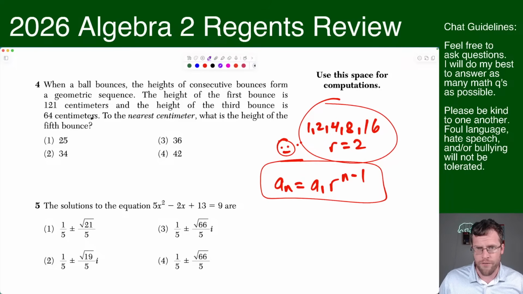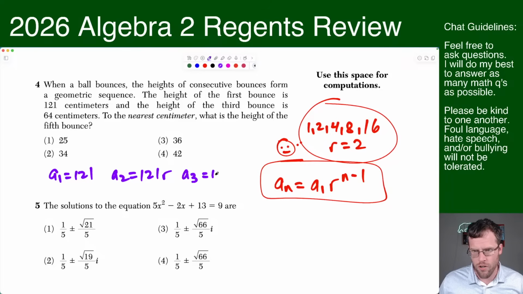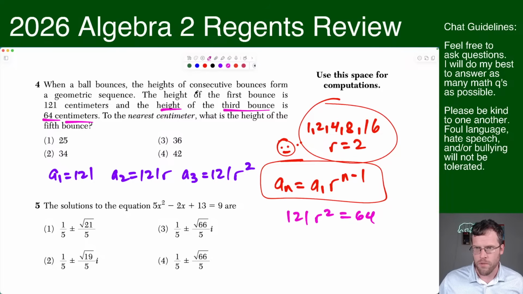So here they said the height of the first bounce, so A1 is equal to 121. But then A2 would be 121 times r, and A3 would be 121 times r squared. I would multiply by r again and just do this repeatedly. That's how I get from one term to the next. But they told us the height of the third bounce is 64 centimeters, so I make 121 r squared equal to 64, because the third bounce corresponds to the third term.